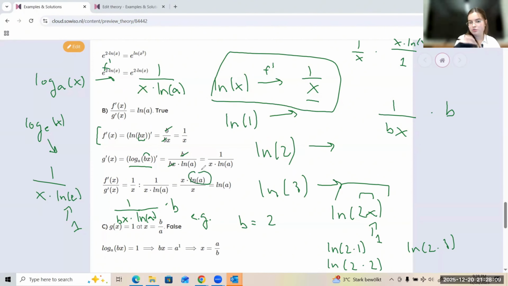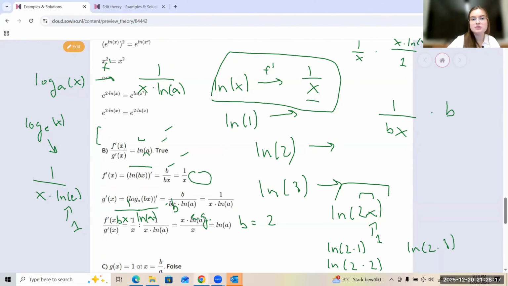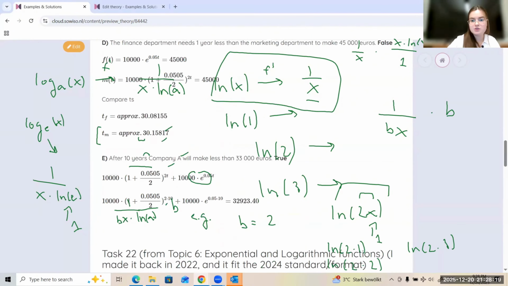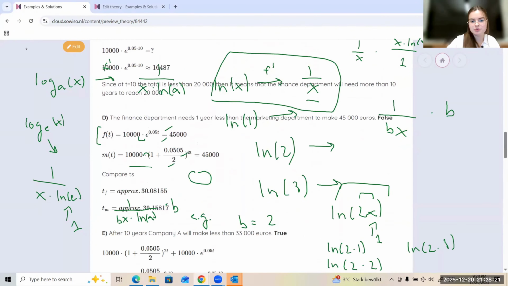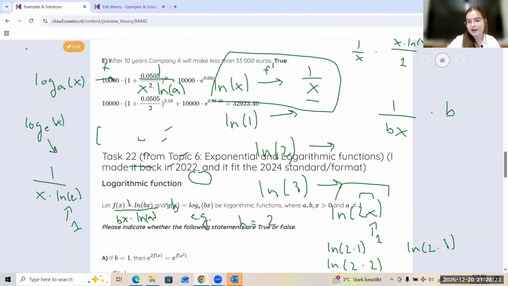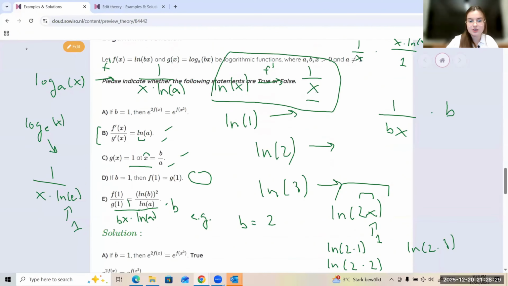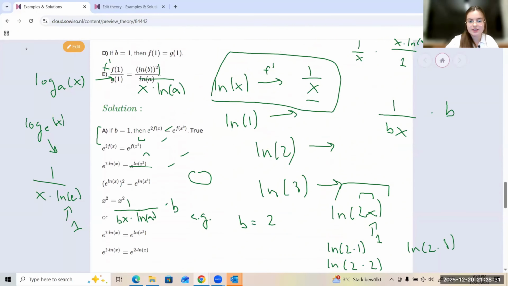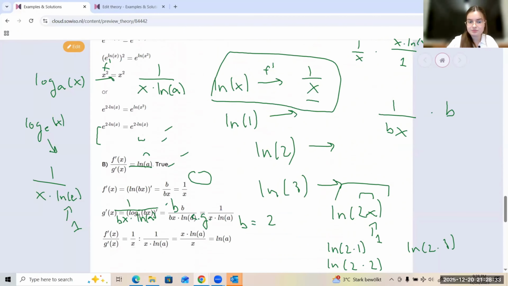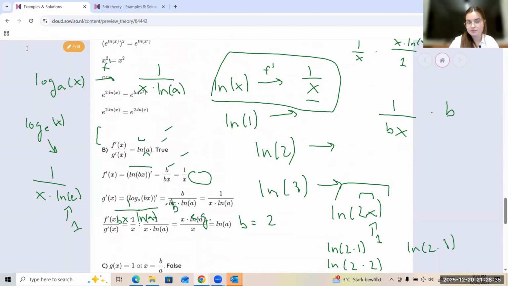But usually, normally, you can't cancel the x when you solve equations because it might be equal to 0, right? But here in the conditions of the task, we had this, scrolled up too fast. We had this condition that x is greater than 0. So it doesn't include 0. Therefore, you can cancel out the x value here and just get ln a as your answer. So it's true.